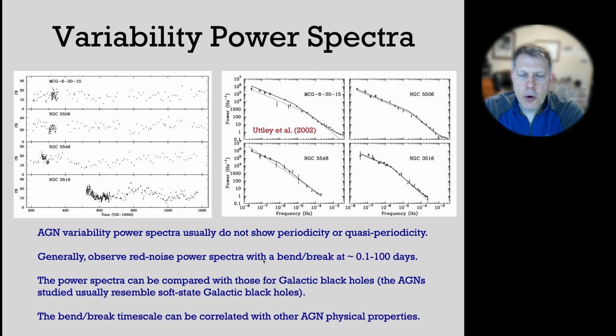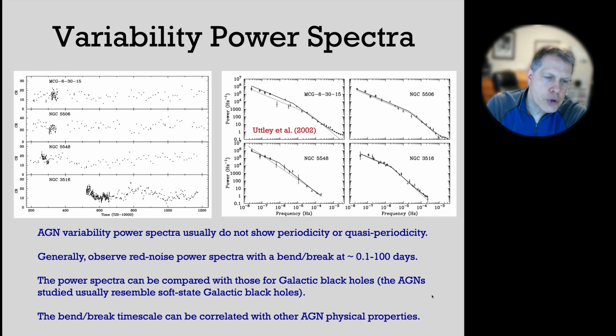Now, things are a little more complex. By fitting these power spectra, people have been able to establish that there is generally a bend or a break in the power spectrum. And you can see that in these plots where, for example, take this system. The power spectrum is rising more rapidly here, going to low frequencies, and then makes a break to a more gradual slope down here. And the same thing in general for these. There's a break there, there's a break there, there's a break there. And these bend-break timescales correspond to about 0.1 to 100 days. And I'll say more about them in a minute.